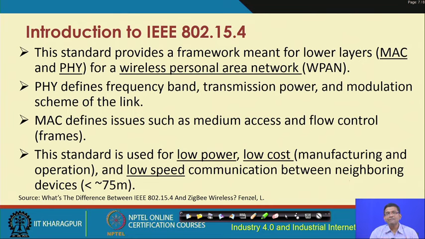And then the frames that are there, which are basically the PDUs in the data link layer, these frames, how they are going to be sent, how the flow control, the flows of the frames are going to be maintained and so on. So, this 802.15.4 standard is typically meant for use in communication where there are low power, low cost, low speed requirements.